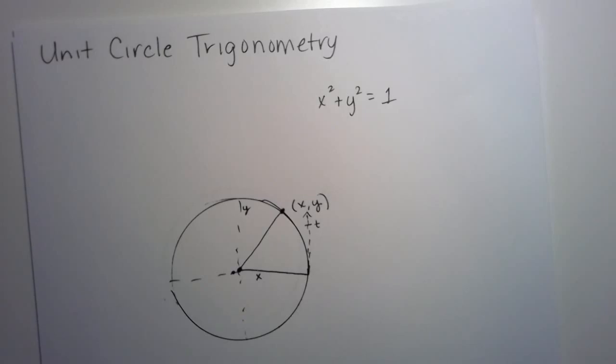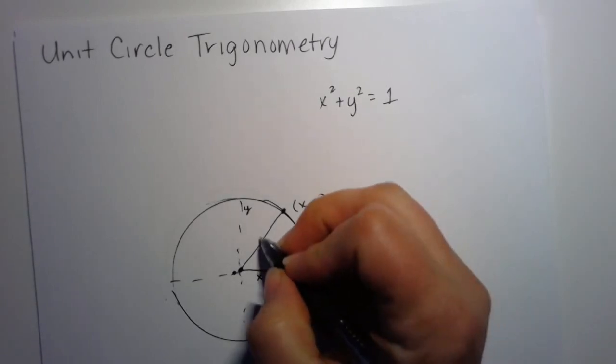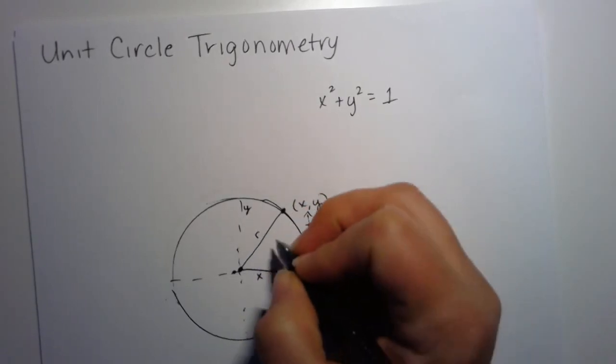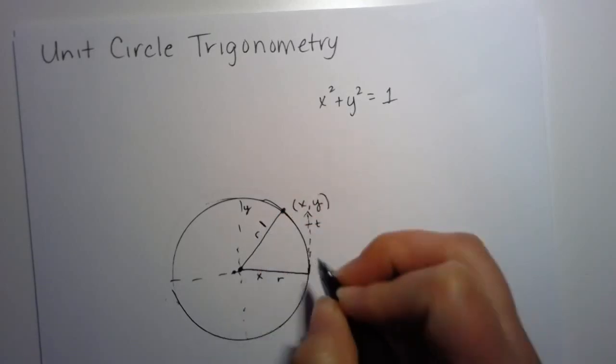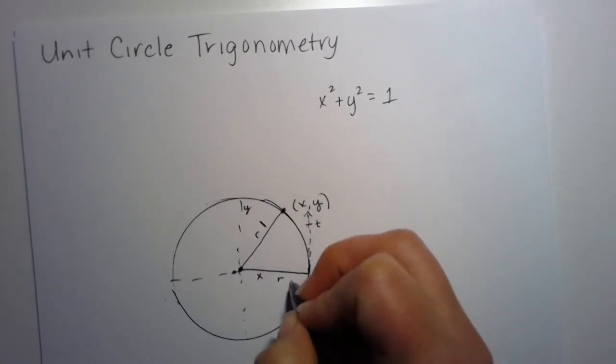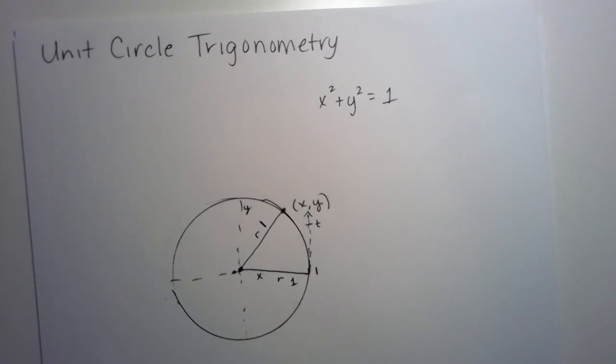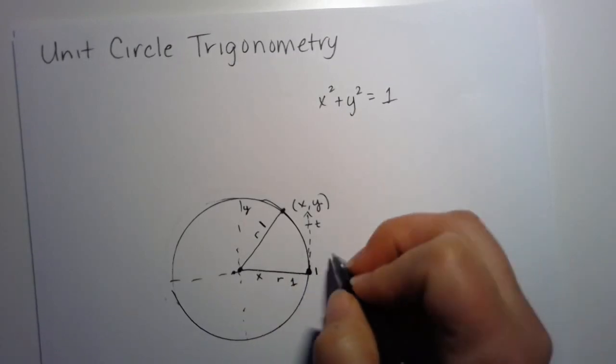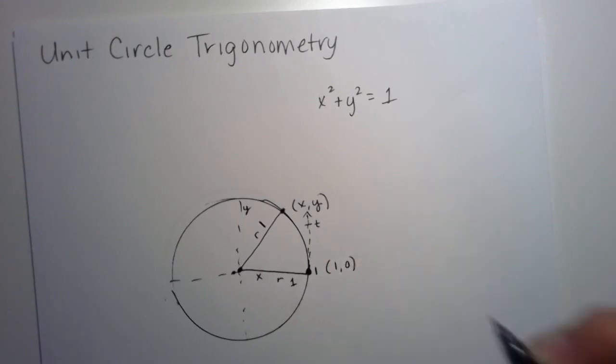All of our unit circle trigonometry relies on the fact that we're in this circle with a radius of 1. So if that's the case, then this is a radius, this is an r, and this is an r. Both of these, when they hit this, have a length of 1. So this point over here corresponds to the point 1, 0.